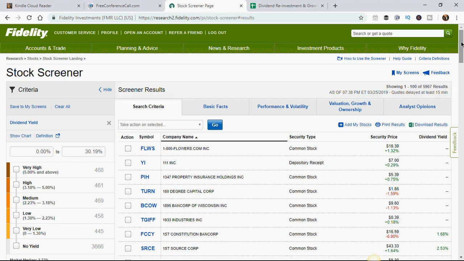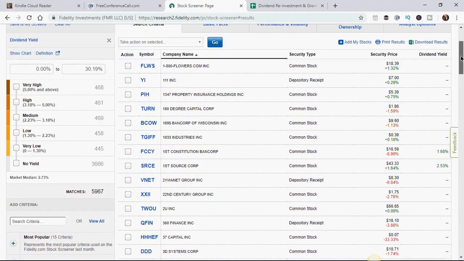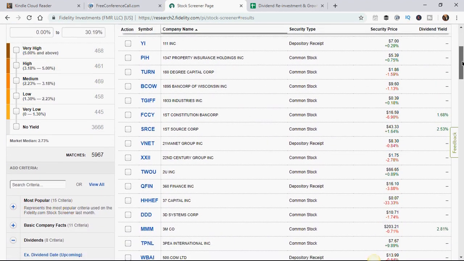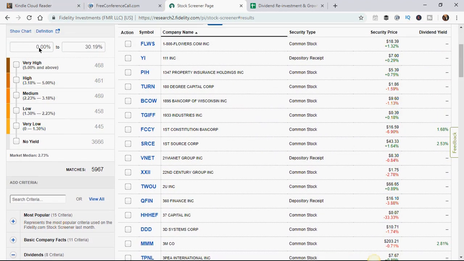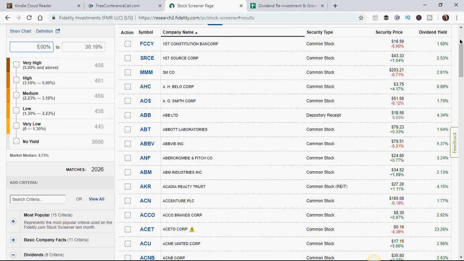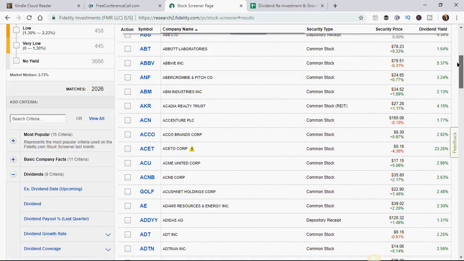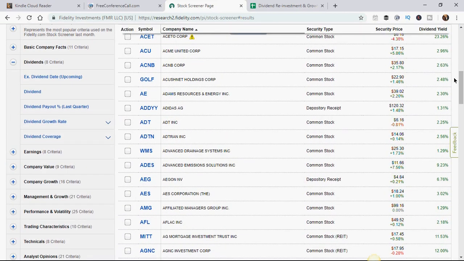All right. So you got dividend yield, and we'll keep that at 0%. No, let's raise it up to 1. Let's have some yield. All right, so that scooted it down to 2,000 results. All right, so what would you think is number 2?